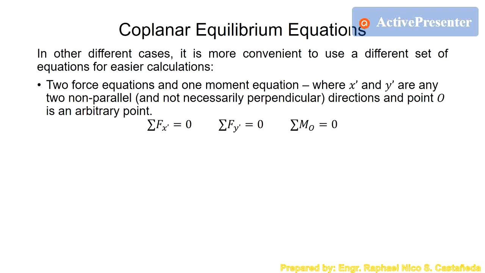But in other cases, there are other ways we can solve a general coplanar force system. We have the summation of forces at the x prime axis and y prime axis equals 0, where x prime and y prime are any two non-parallel and not necessarily perpendicular directions, and point O is an arbitrary point. In some problems, forces are more convenient to solve in a different axis, say an inclined axis, so this method is sometimes used.